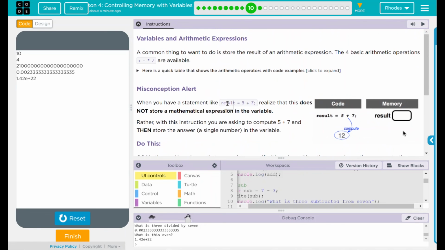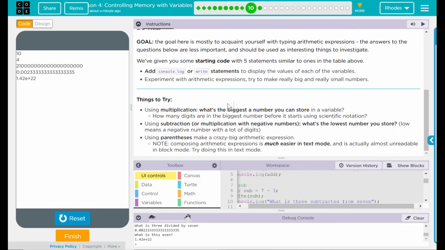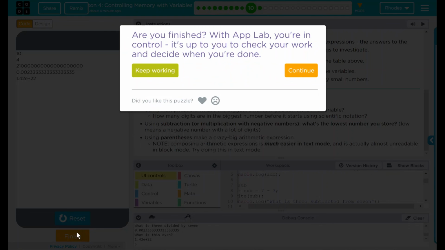So I think we really played around and learned a lot in this lesson. I'm feeling pretty confident. Let's see if we missed anything or if code.org wants us to do anything else. Nope, that's all. Good job, kids. All right, I'll see you on the next lesson.